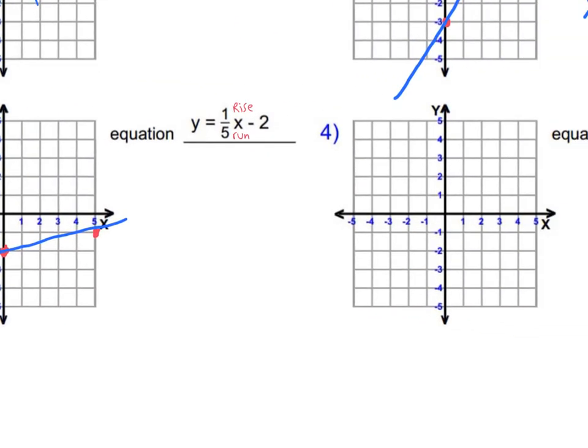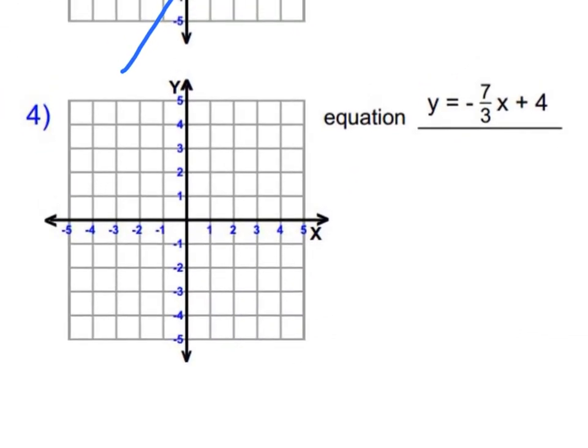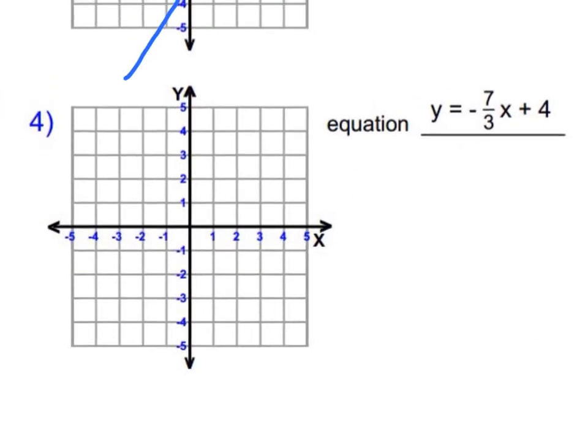So for number 4, it says y equals -7 over 3x plus 4. We're going to start at the origin point. We're going to go up 4 because the y-intercept, of course, is 4. We're always going to start all the way on the right. And we're going to go 1, 2, 3, 4. Here's going to be our very first dot, the y-intercept.